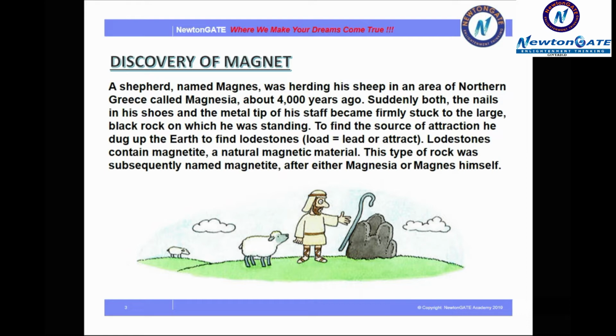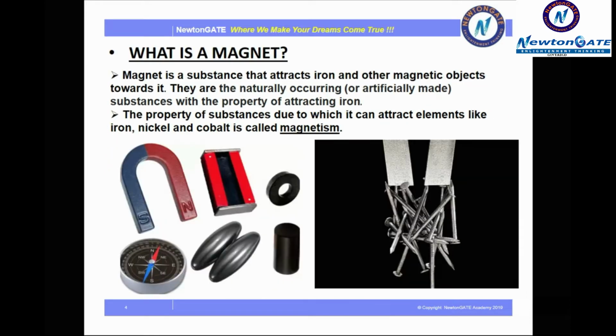Now the first question which arises in our mind is, what is a magnet? A magnet is a substance that attracts iron and other magnetic objects towards it. We know very well that they are naturally occurring or artificially made substances with the property of attracting iron. Not only iron, but all the magnetic substances we'll discuss later. The property of substances due to which they can attract elements like iron, nickel and cobalt is called magnetism.